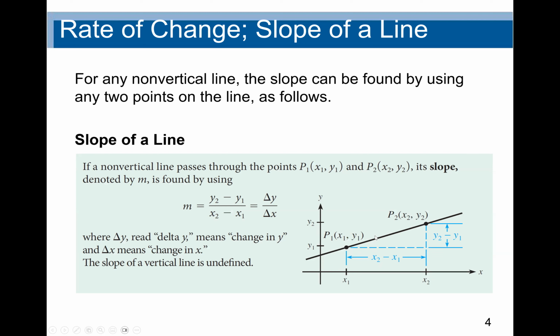So to find the slope of this line, we find the difference y2 minus y1 divided by x2 minus x1. Or we can say y1 minus y2 divided by x1 minus x2.